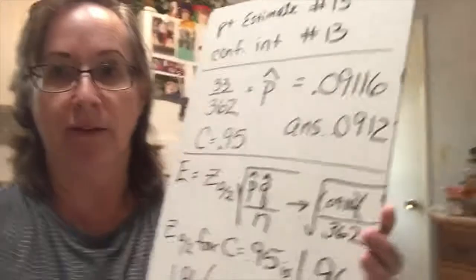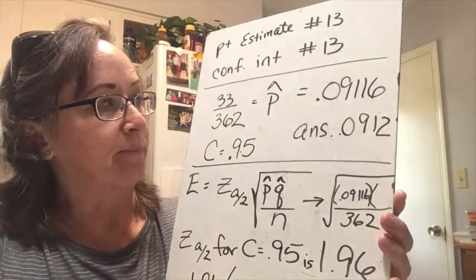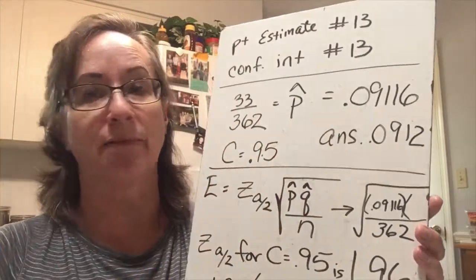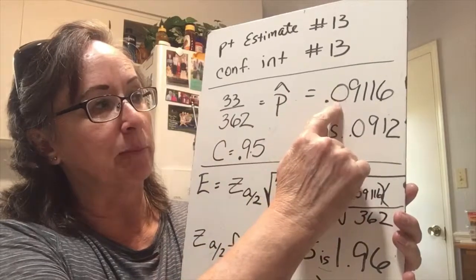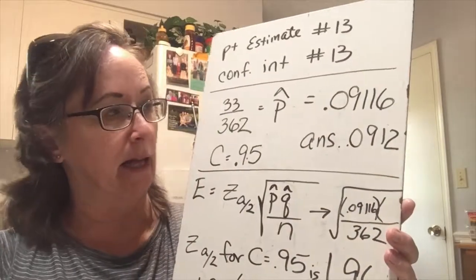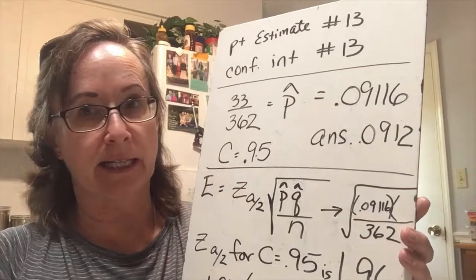First we're going to talk about our point estimate, and our point estimate would be 33 out of the 362, because the proportion is orders that are not accurate, and there were 33 not accurate out of the 362. I've provided a little board here. 33 out of 362 is my p hat, the proportion of my sample. When I crank that out, I get 0.09116. Your book's answer was 0.0912, so they rounded it a little bit. And our confidence level is 0.95.